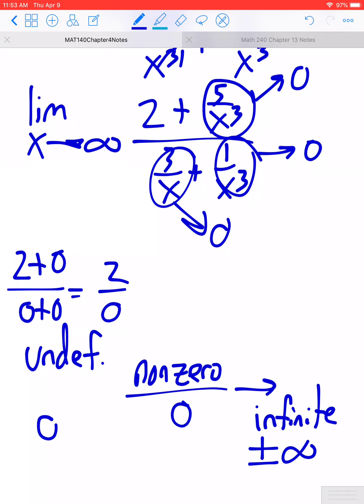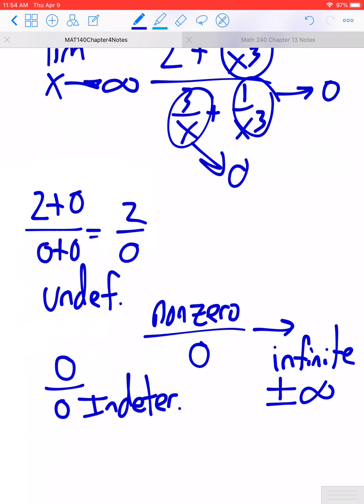Recall, this is very different, however, from 0 over 0, which we talked a lot about. That was an indeterminate form. Whenever you get an indeterminate form, there's many different ways to kind of approach the problem to find the limit. It doesn't mean the limit does not exist. It simply means that whatever process you used did not directly produce and yield the limit.